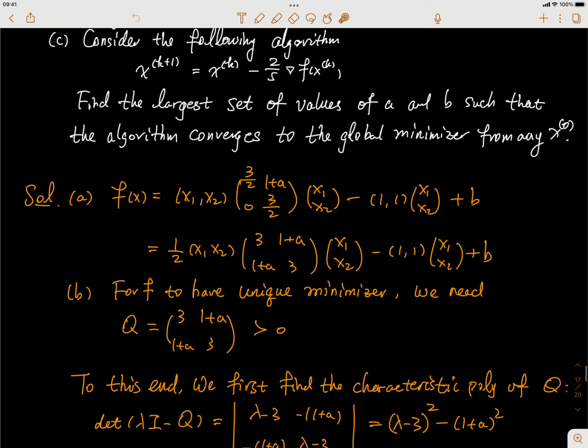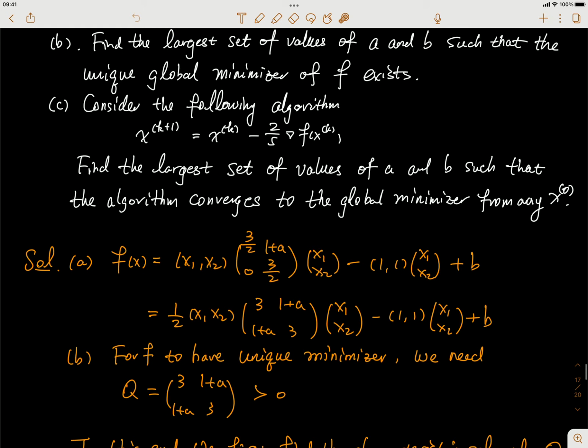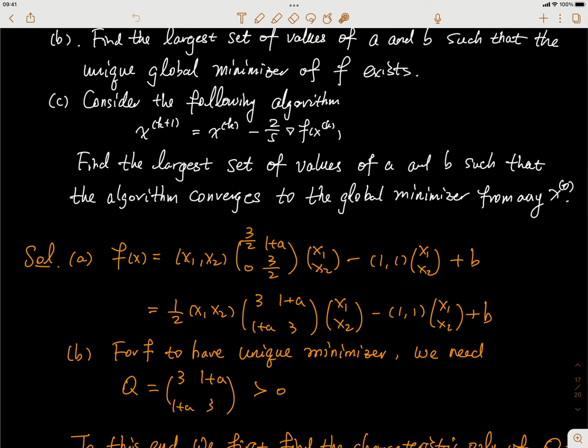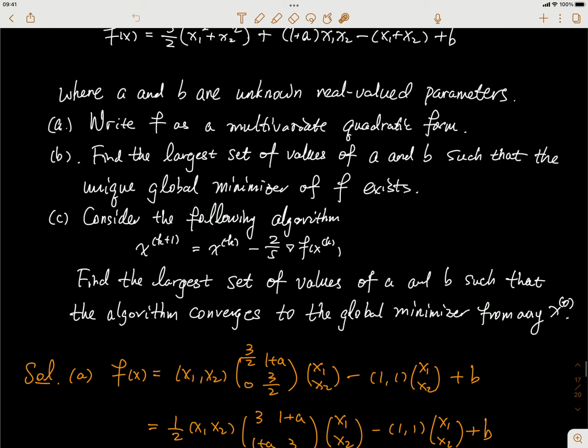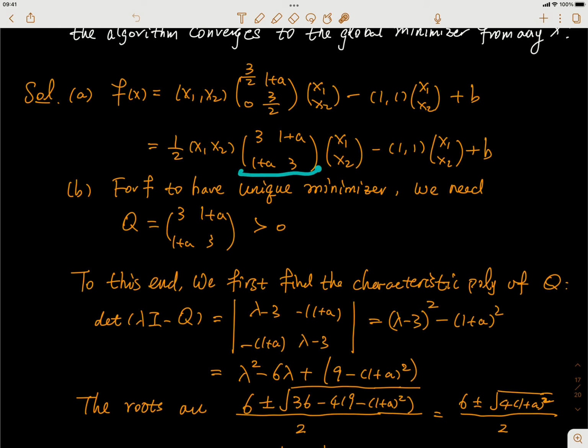Okay, so apparently the b doesn't affect the main property of this f, because it's just a constant shifting this function f. But given this, we can answer the second question. It says, what is the largest set of values of a and b such that the unique global minimizer of f exists? For quadratic functions, the unique minimizer exists if and only if this Q matrix is positive definite. In other words, both of the eigenvalues of this Q must be strictly positive.